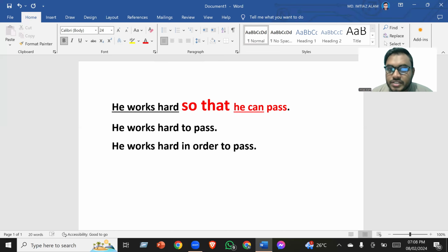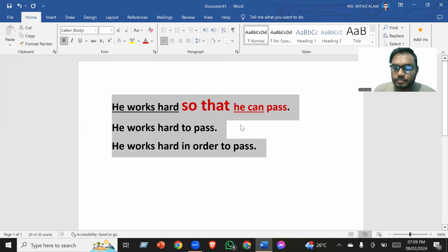So that's how you're going to answer the questions regarding complex sentences, especially focusing on so that. So when you will see so that, you have to alter so that with to, and then after that you have to delete from subject to auxiliaries, and then after that you can write the rest of the things. So this is about so that.